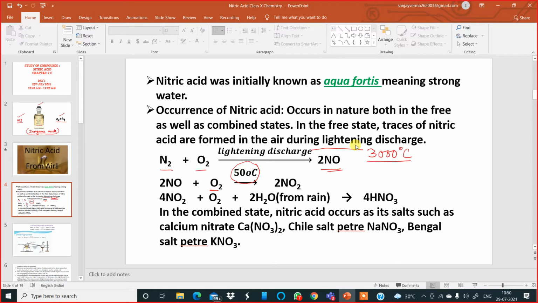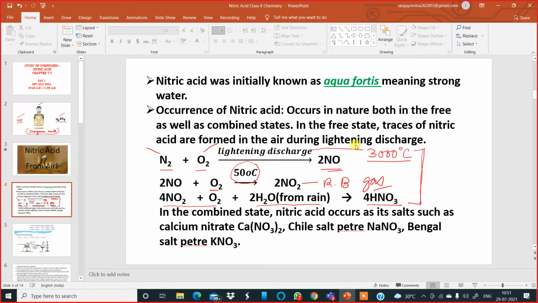Now, nitrogen dioxide is formed, which is a reddish brown gas. It mixes with the atmospheric oxygen and with the rain water to form nitric acid naturally. So these are the chemical equations which prepare nitric acid from air, and the gases required to prepare nitric acid are nitrogen gas and oxygen gas.